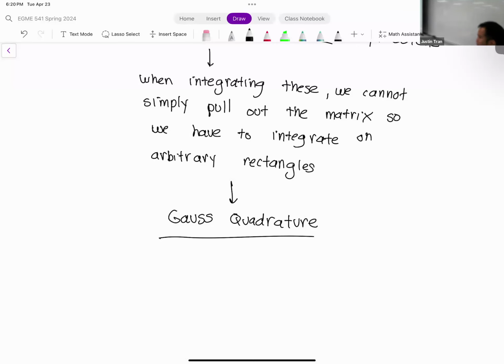Remember, the beauty of Gauss quadrature is that you can perform integrals without actually having to perform the antiderivative, which is normally the limiting step for integration. As long as you have an expression for the integrand, you just plug in certain values for the integrand, and then we go from there. So our next topic here is Gauss quadrature in 2D.